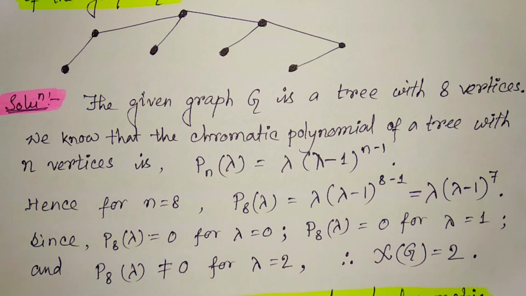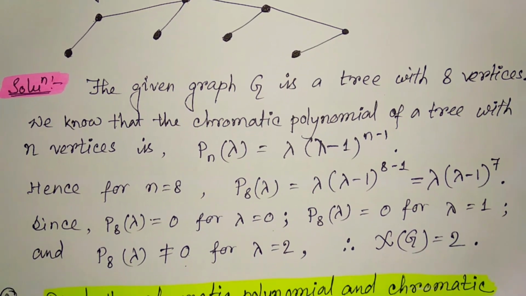It is so simple. Since P8 of lambda equals 0 for lambda equals 0, and it is again 0 if we substitute lambda equals 1, then if we substitute lambda equals 2, we will find out P8 of lambda is not equal to 0. So we can say the chromatic number for this graph is 2.